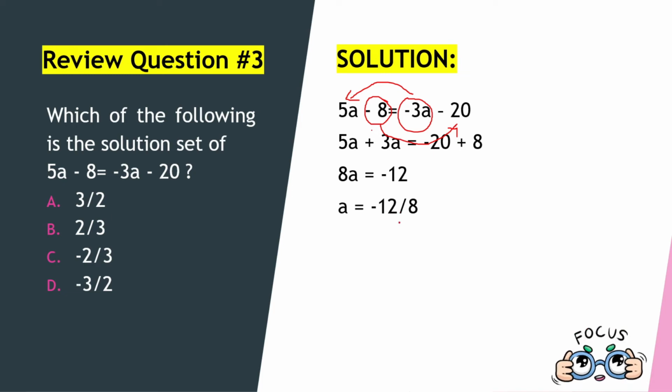But this is not yet in simplest form. There is still a common factor, which is 4. Divide it by 4. Simplifying this further, we get negative 3/2. Therefore, the answer is letter D.